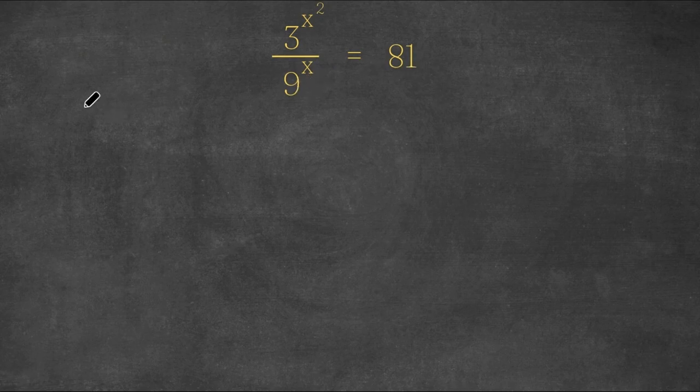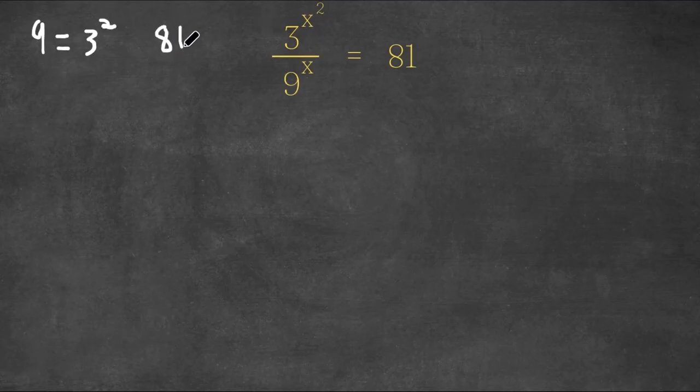So 9 is equal to 3 squared, right? And 81 is equal to 9 squared, which is 3 squared to the power of 2, which is 3 to the power of 4. So what I'm going to do is change all these bases so that they're 3. That makes the equation much easier to solve if you have all the terms having the same base.